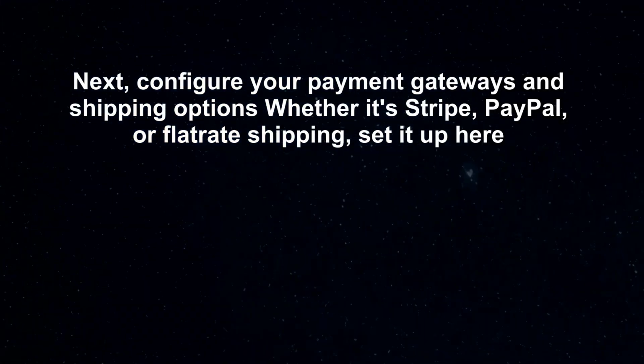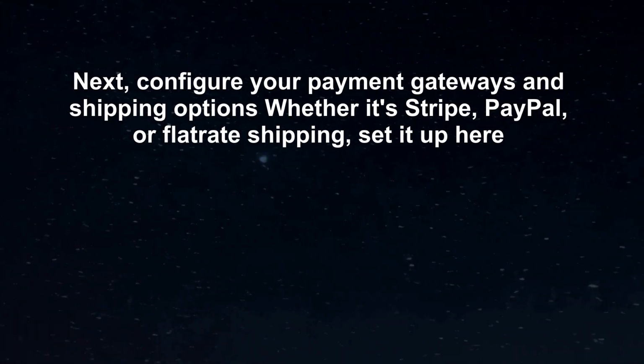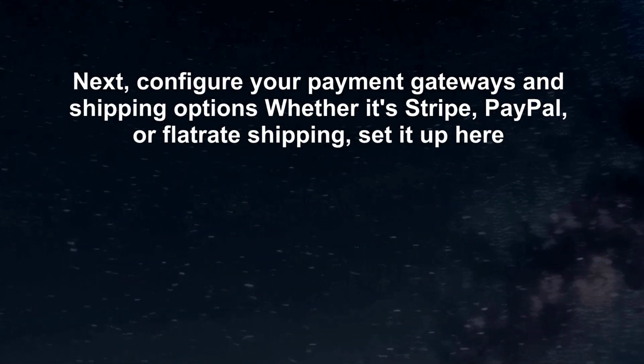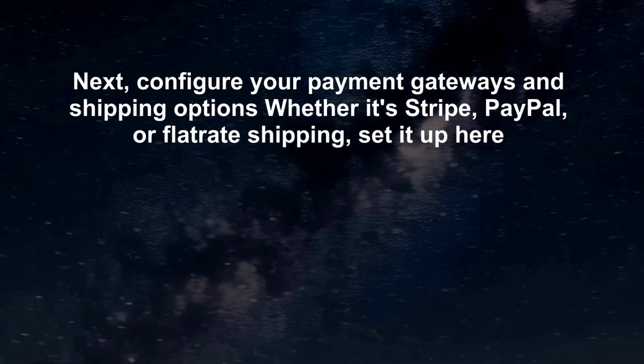Next, configure your payment gateways and shipping options, whether it's Stripe, PayPal, or flat rate shipping. Set it up here. Now let's add your first merchandise item. Go to WooCommerce, then Products, and click Add New.